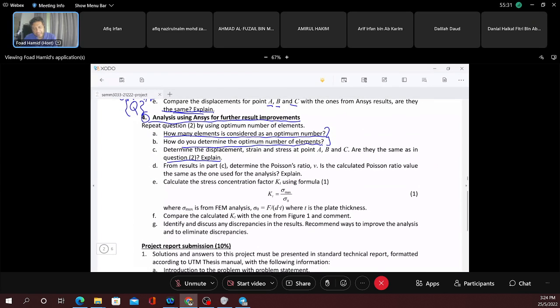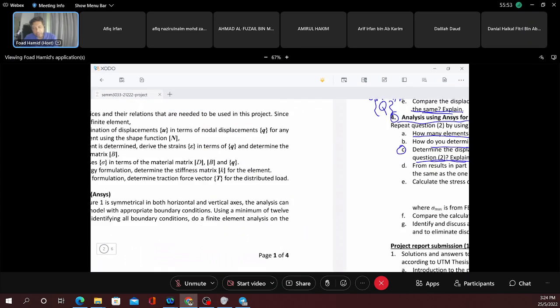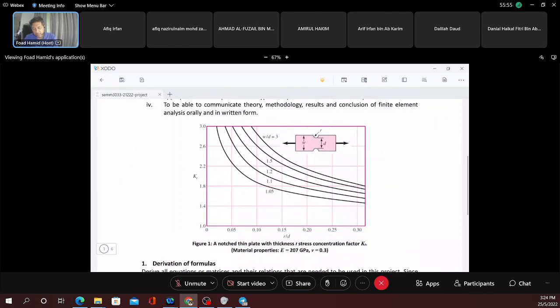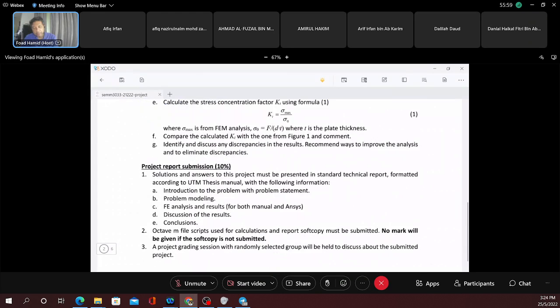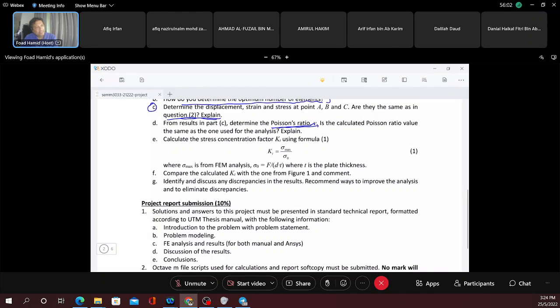Explain. Are they the same in question number 2? Explain. From the result in part C, determine the Poisson ratio. What is the Poisson ratio definition? You might have to look at your solid mechanics textbook. Is the calculated Poisson ratio value the same as the one used in the analysis? Because we use a Poisson ratio of 0.3. So do we get the same answer as the value that we use?